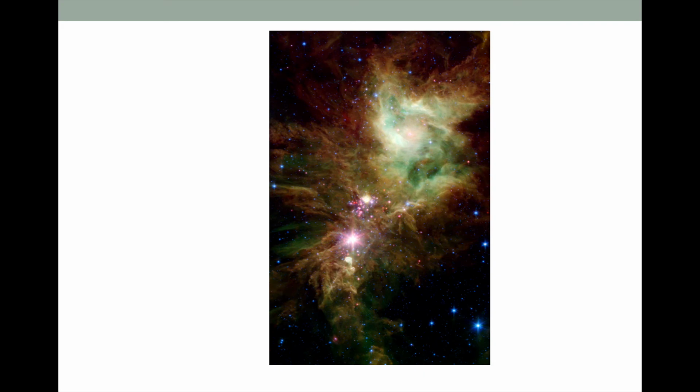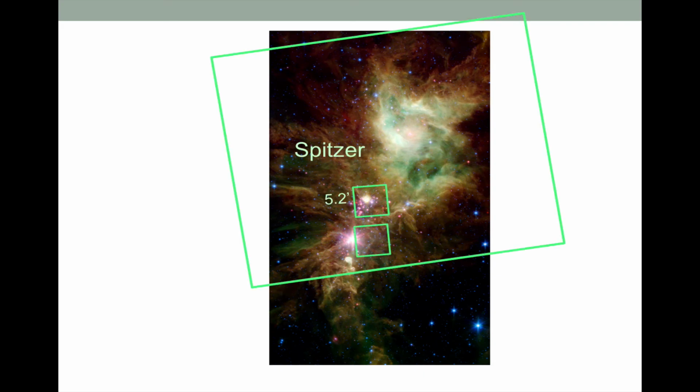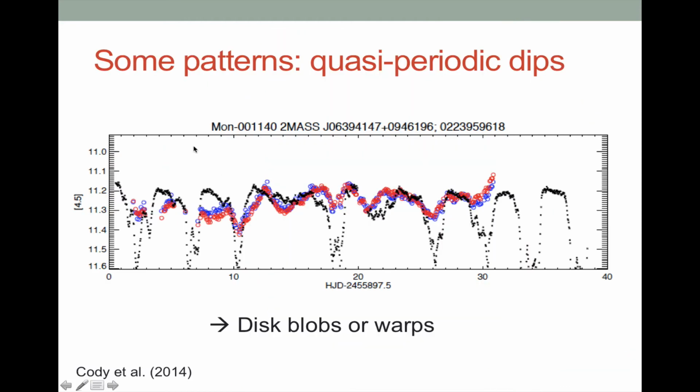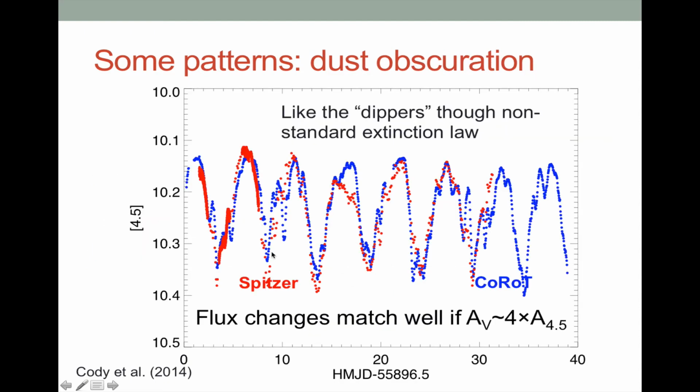So there's NGC 2264. The region over which we monitored is that larger region, and then we stared at those two fields, and Corot monitored that larger region. So we found dippers. Here, the black is optical, the red and the blue is the Spitzer, and sure enough, we've got dippers. And these are almost certainly disk blobs or warps. In fact, if you scale the Spitzer observations using, admittedly, a non-standard extinction law, but still scale it, they match up really, really well. It's completely consistent with dust moving through the field of view, temporarily occulting the central object.